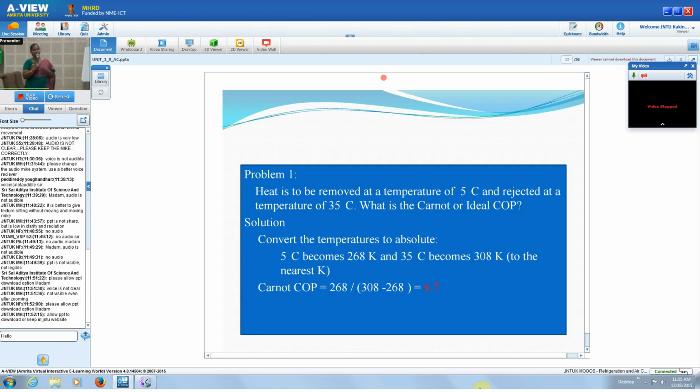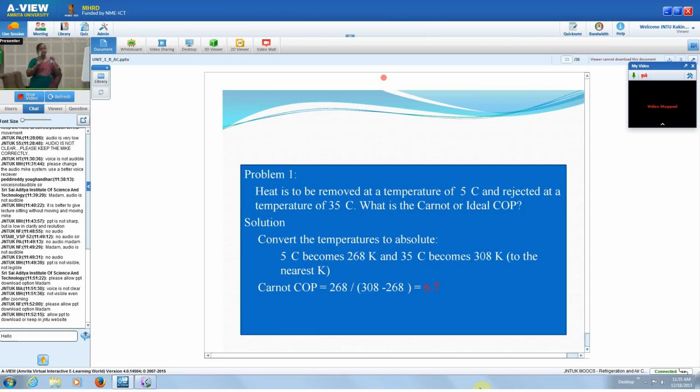Heat is to be removed at a temperature of 5 degrees centigrade and rejected at a temperature of 35 degrees centigrade. So what is the Carnot or ideal COP? Carnot cycle COP is the maximum. So even though it is asked as ideal cycle, you can easily do this. COP is nothing but the lower temperature by the difference between the two temperatures. The only thing is you have to convert degree centigrade to Kelvin.